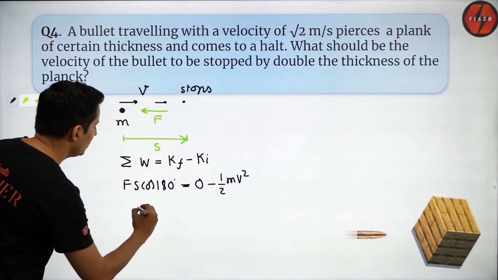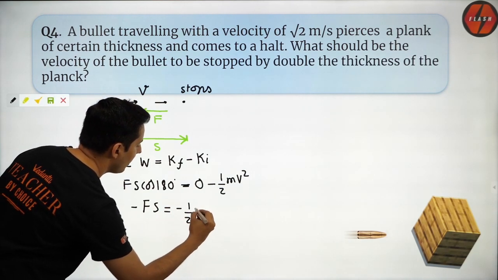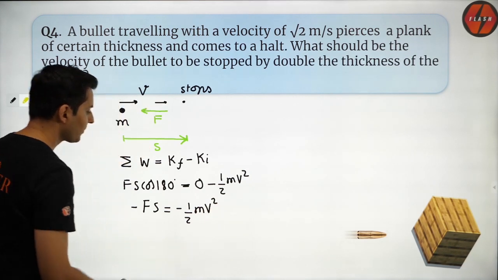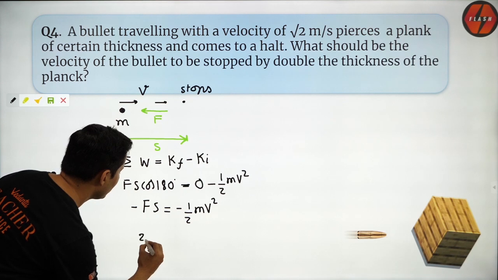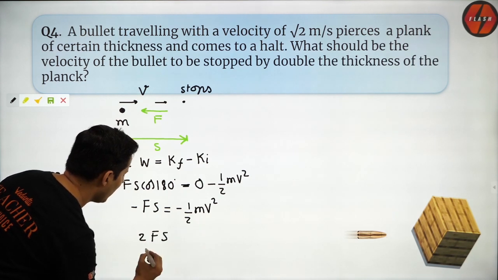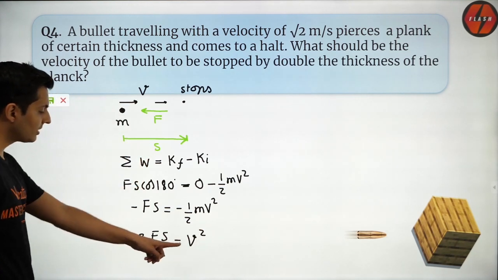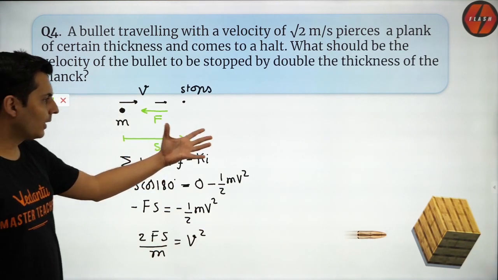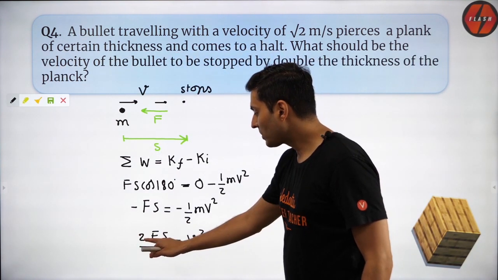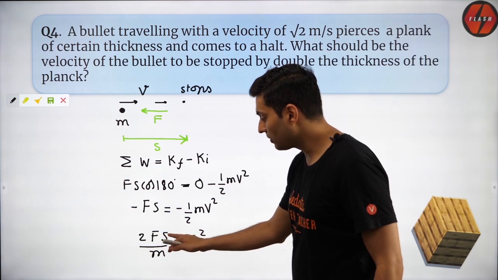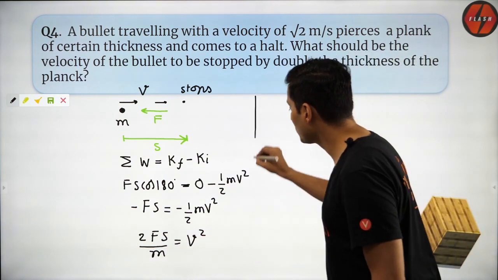Now just do this math, so it will become minus fs is equal to minus half mv square, and now just rearrange it, so you will get 2fs, m comes down, is equal to v square. Now I'm going to use this formula for both the situations. So if I know the speed initially, 2 times force into the distance of stopping divided by mass is the velocity square. Great. So let's use this now.